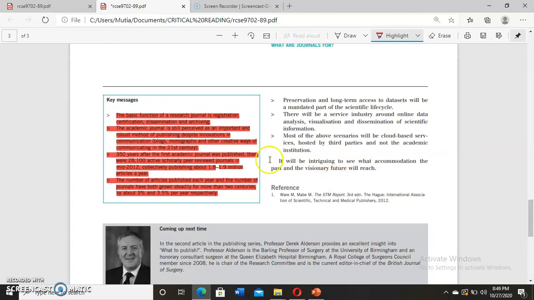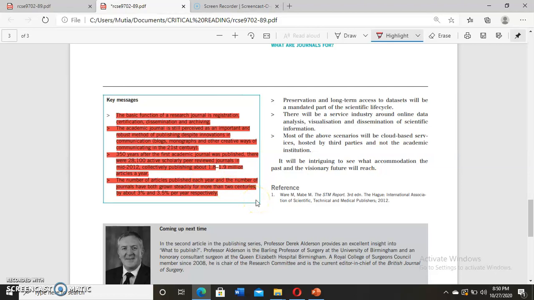And this is the key message. The basic function of a research journal is registration, certification, dissemination, and archiving. The academic journal is still perceived as an important and robust method of publication, despite innovation in communication, and so on. From the key message, we learn what the article is about.